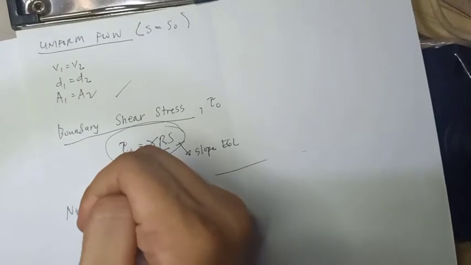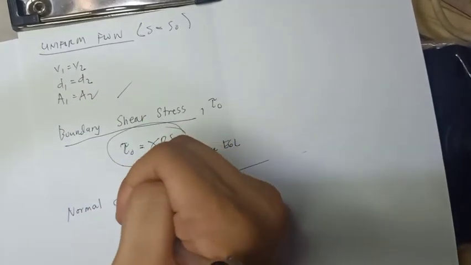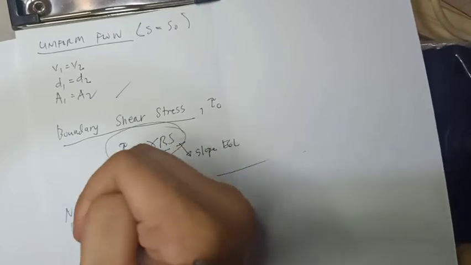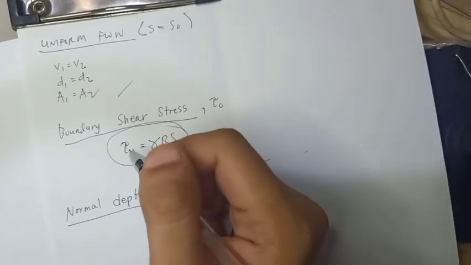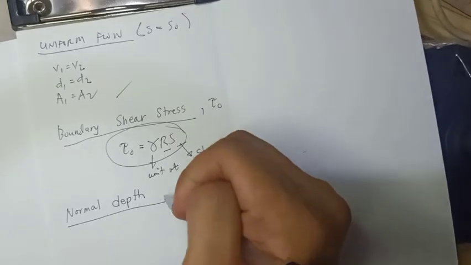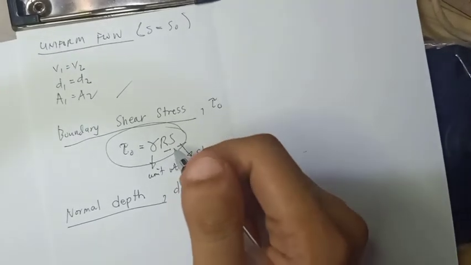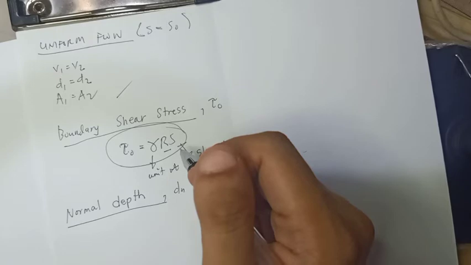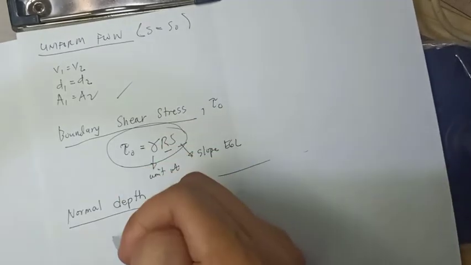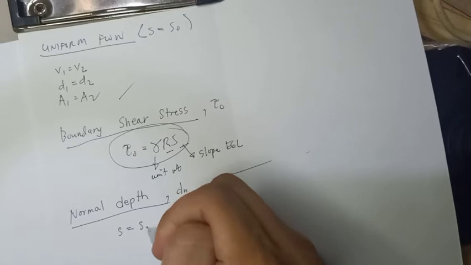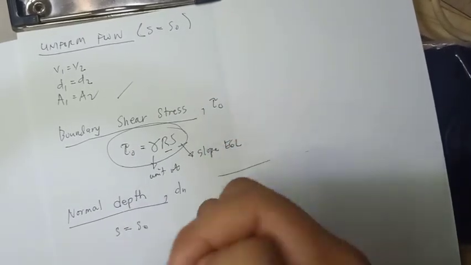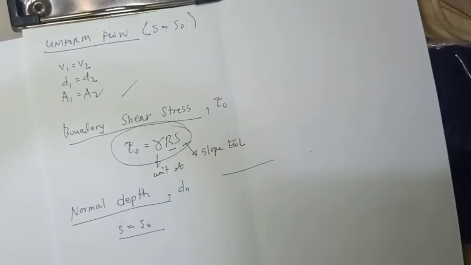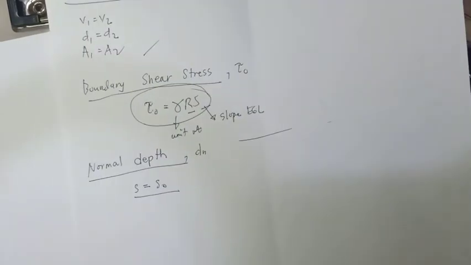So, normal depth. Why is my penmanship like this? The normal depth, or D sub n, is the depth at which uniform flow will occur in an open channel. Normal depth may be determined by the Trapezoidal formula with S equals S sub O. That's so that you can understand more about these formulas that I have given.